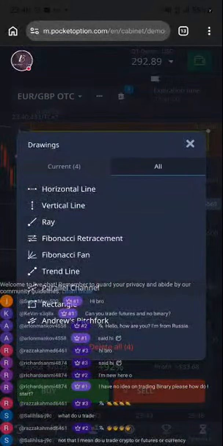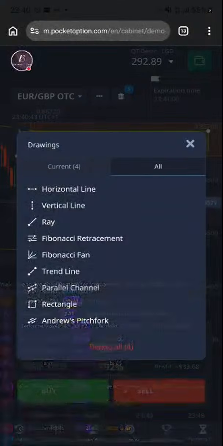Do you trade crypto or futures or currency?